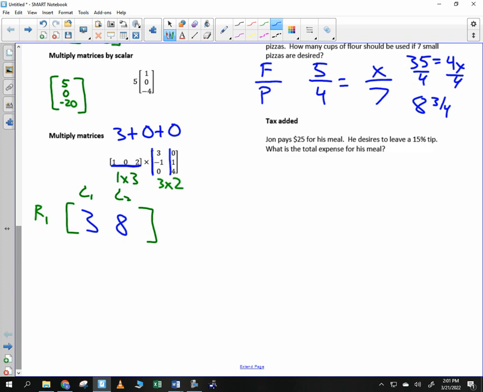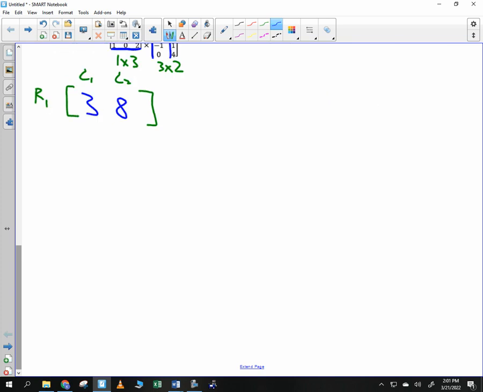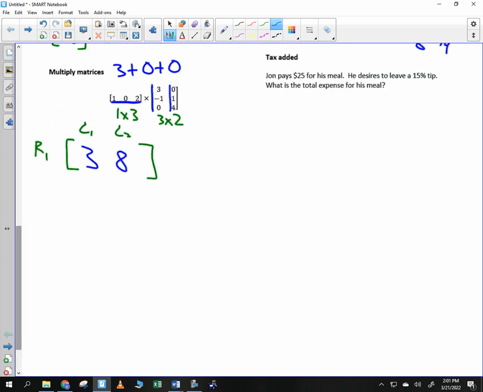John pays $25 for his meal. He wants to leave a 15% tip. So what's going to be the total expense for his meal? Everybody's going to their calculator. Can I show you an easier way to do this?